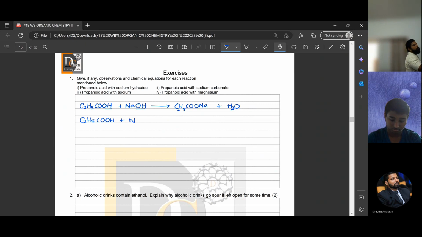Propanoic acid plus sodium carbonate gives C2H5COONa again, because it's a salt producing reaction. Propanoic acid, sodium carbonate, and your other products are carbon dioxide and water. They ask for observations. So here, gas bubbles.